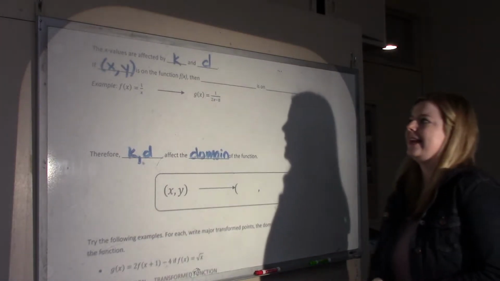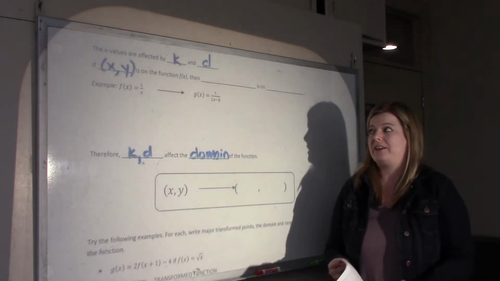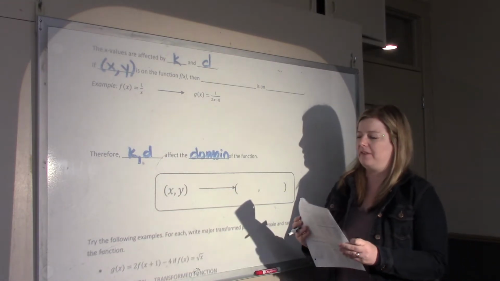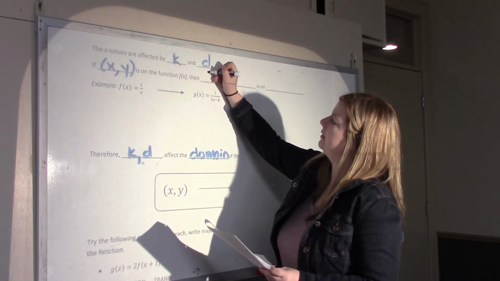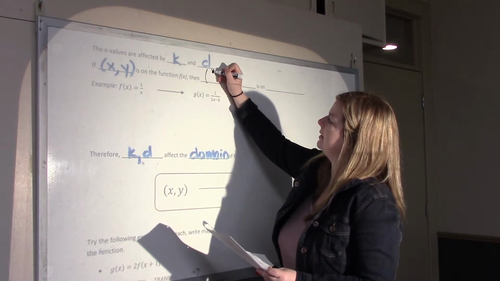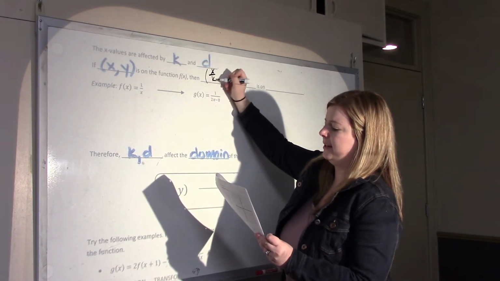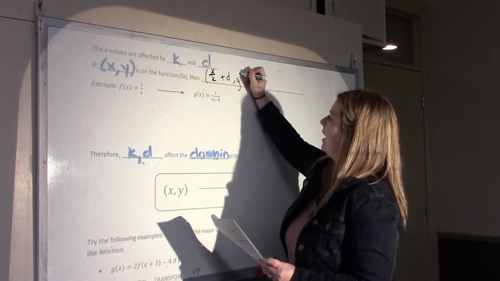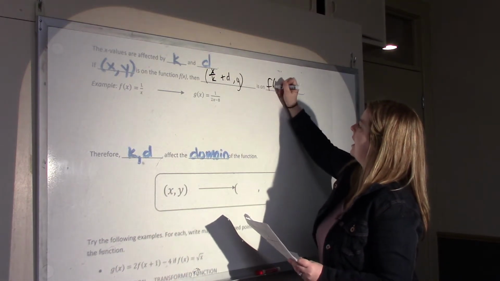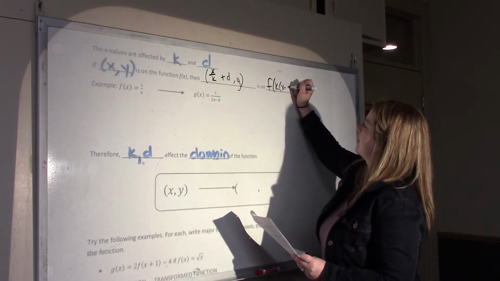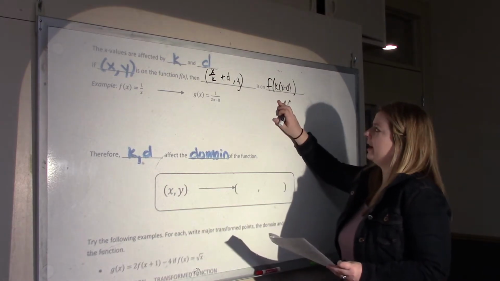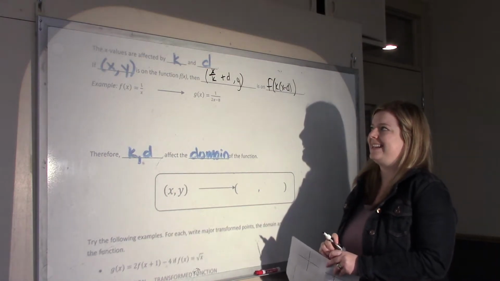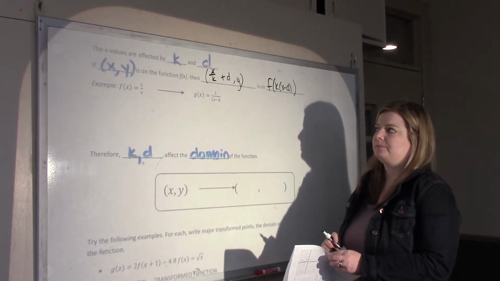So we are left with K and D, so those affect the x values. So if (x, y) is on the function f(x), then (x divided by k plus d, y) is on the function f(k(x minus d)). Okay, so this is where there's no a or c value. We're just looking at k and d, so the horizontal changes.